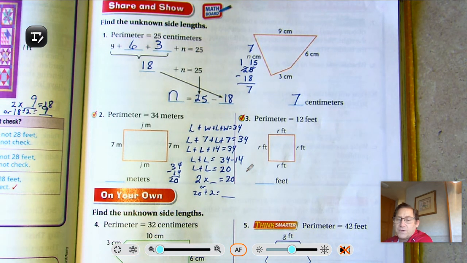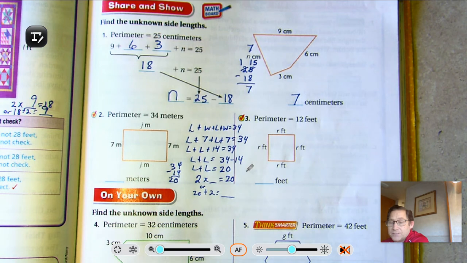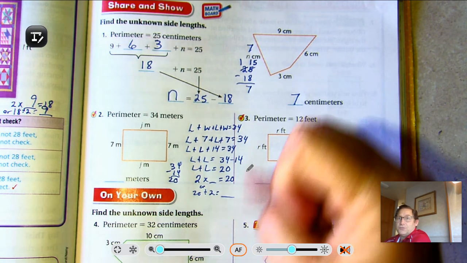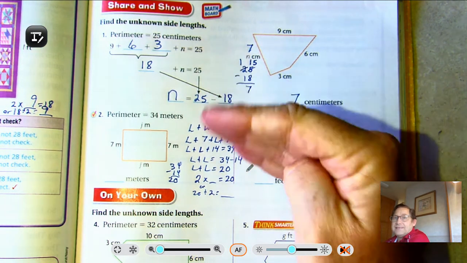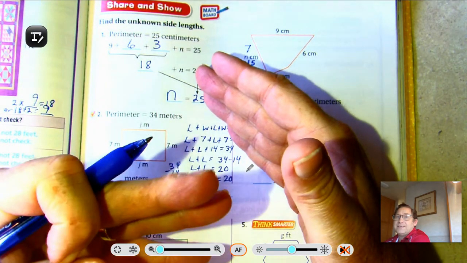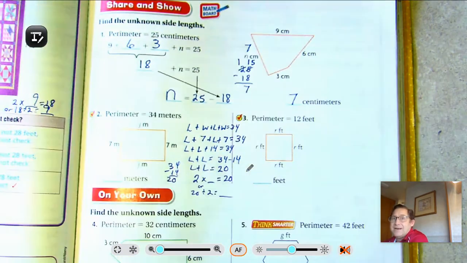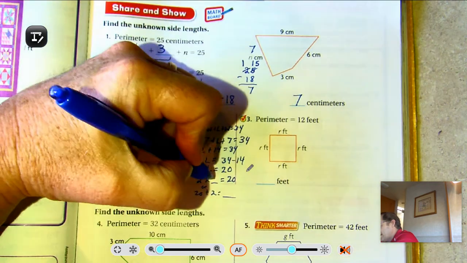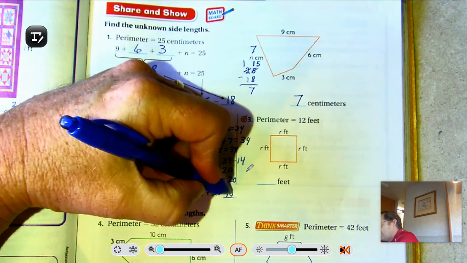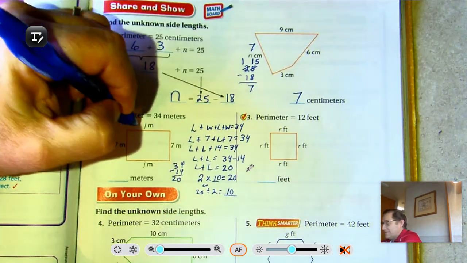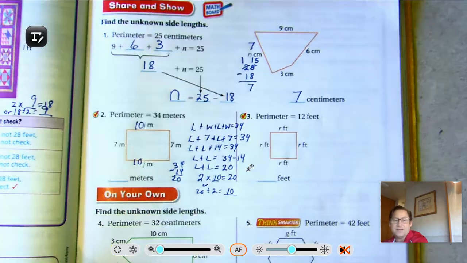2 times what is 20? Well, if I'm not sure, I can skip count by 2, right? 2, 4, 6, 8, 10, 12, 14, 16, 18, 20. 10, right? 2 times 10 is 20. 20 divided by 2 is 10. So the missing sides must be 10 meters.